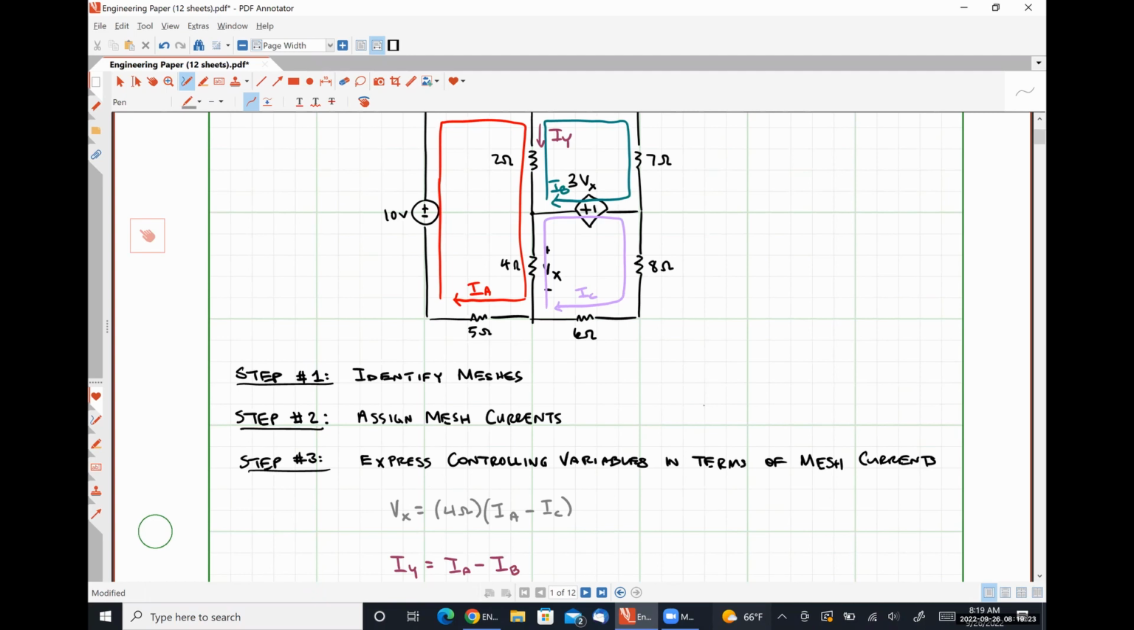We could have additionally written that as negative Vx, okay? But when we are expressing with our mesh currents here, the Vx is entirely unimportant. Now, we could call it negative Vx and then plus the remainder of the stuff. But in terms of our mesh currents, that's still going to wind up being 4IC minus IA.